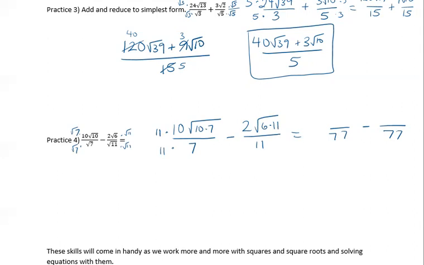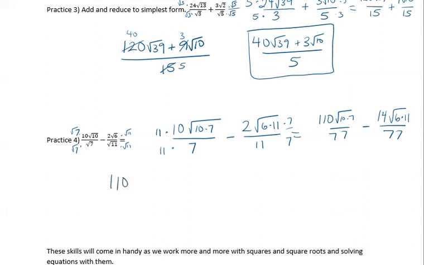10 times 11 is 110. The square root of, we can leave it this way for a little bit. I thought we might be reducing something in here. And then this one, we're going to multiply by 7 on the top and the bottom, and not the square root of 7 anymore. So this 7 is on the outside. 2 times 7 is 14. Inside will be 6 times 11, and then 7 times 11 is 77.